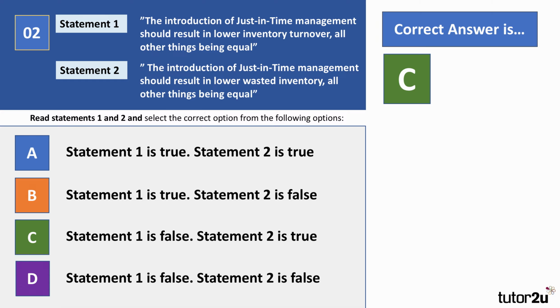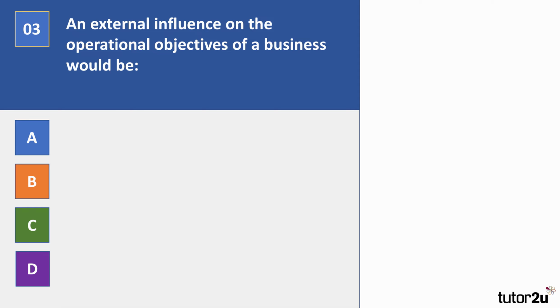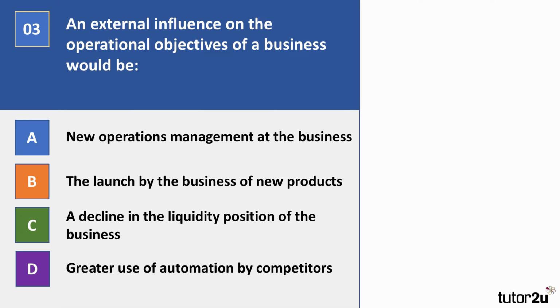And statement 2 should result in lower wasted inventory. Absolutely, of course. If you're holding less inventory, only bringing it in as and when you need it, there's less risk that the inventory will become obsolete. So statement 2 is true. So the correct combination there was C, false true. Okay, have a go at question 3 now. An external influence on the operational objectives of a business would be, and here are 4 options. Pause the video now and have a go.